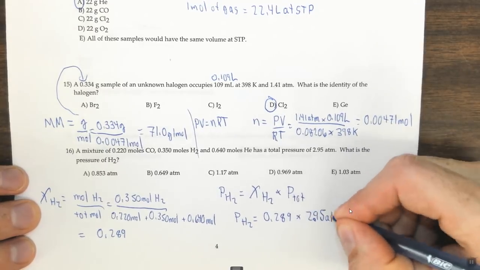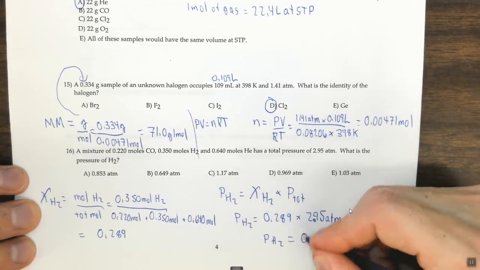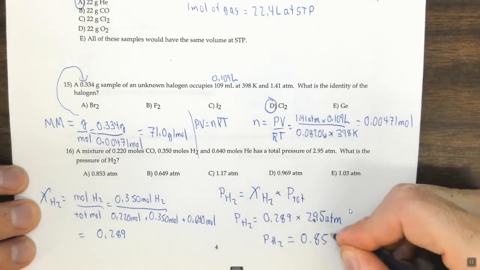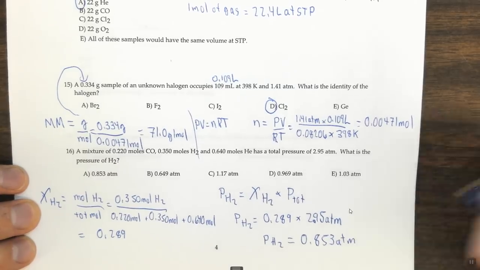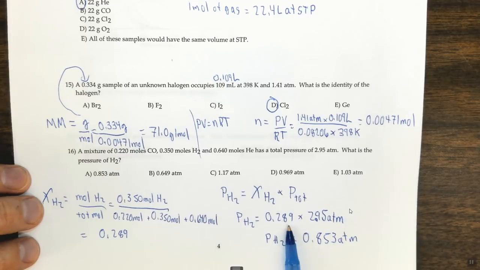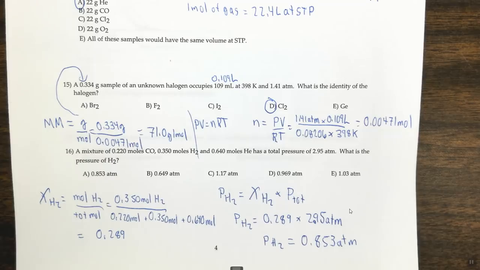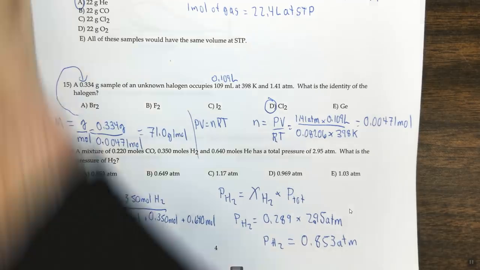2.95 atmospheres. And when you do that math, you find that the pressure of hydrogen is 0.853 atmospheres. So simply stated, the gas is 28.9% hydrogen, so 28.9% of the pressure comes from hydrogen bouncing into the walls of the container.